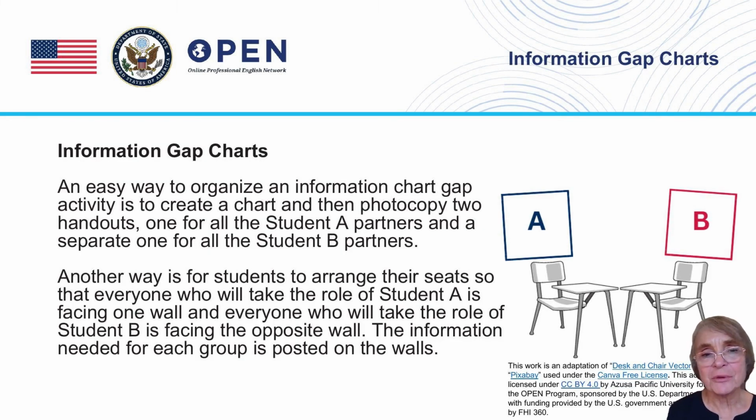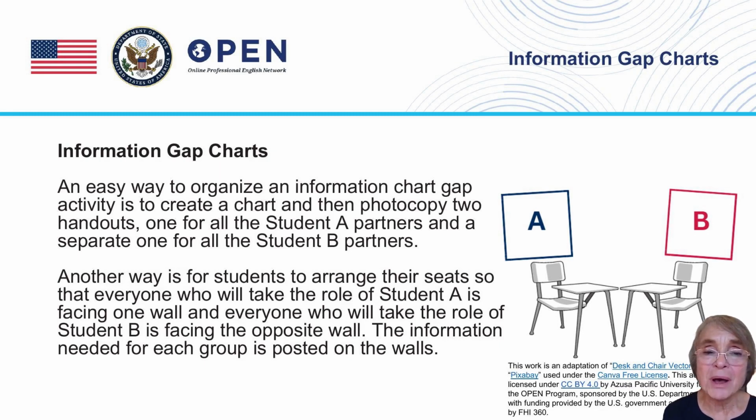Information charts are paired information gap activities in which each student has some information that the other student does not. An easy way to organize an information chart gap activity is to create a chart and then photocopy two handouts, one for all the student A partners and a separate one for all the student B partners.